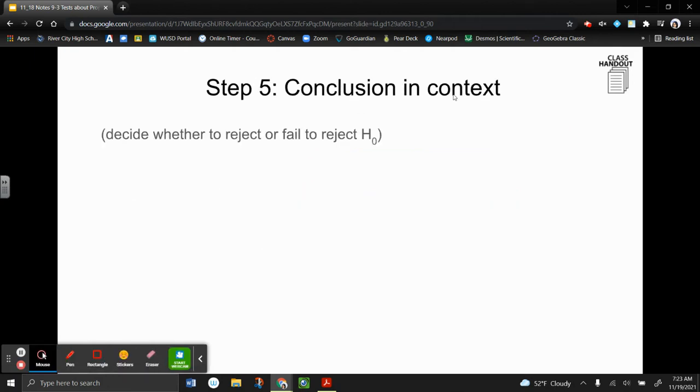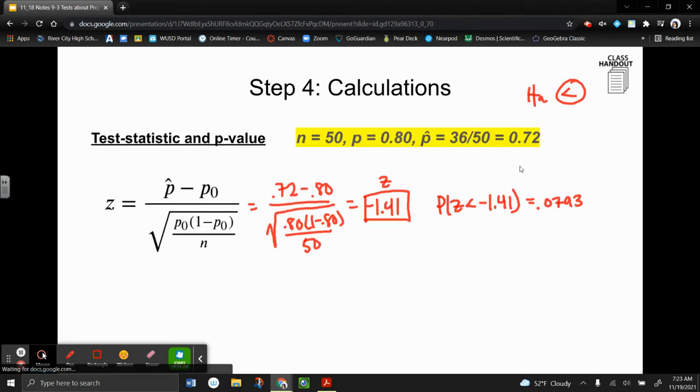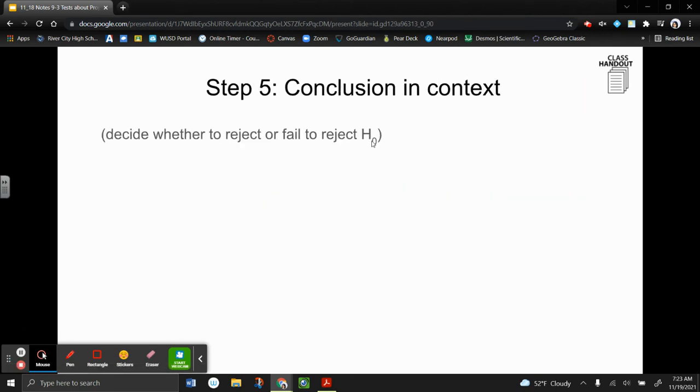All right, so lastly, conclusion in context. So I'm just going to say this verbally. Since our p-value is 0.0793, it's greater than alpha, we fail to reject our null hypothesis. We do not have enough evidence to conclude that the proportion of shots that Ms. Okita makes is less than 80%. So when we fail to reject, we say we don't have enough evidence for our alternative hypothesis.